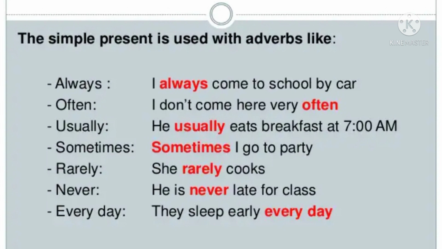Simple present tense is used with adverbs like "always": I always come to school by car. Always is one adverb. Then often, usually, sometimes, rarely, never, every day, etc. With these adverbs, we use simple present tense. For example, they sleep early every day. He is never late for class. When we use these adverbs, we use simple present tense.